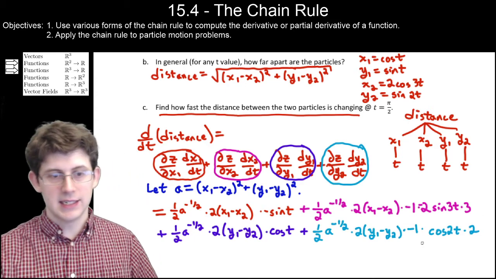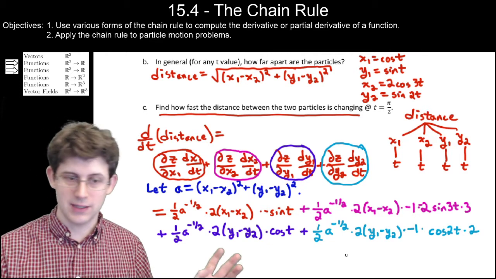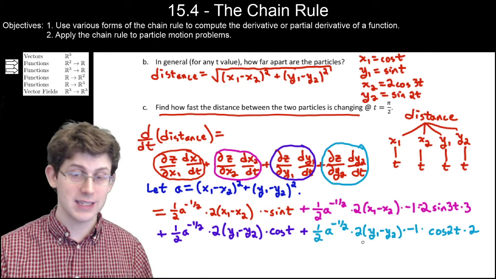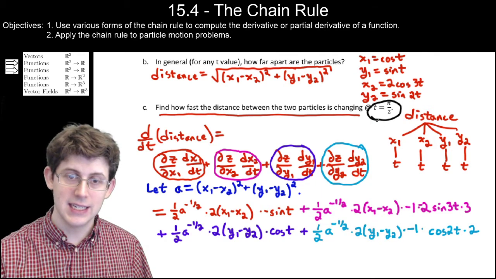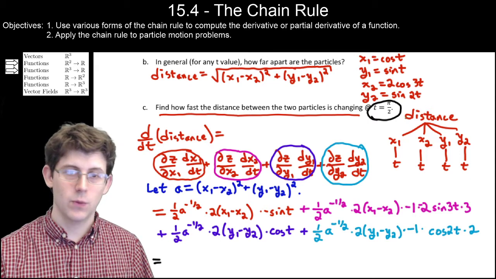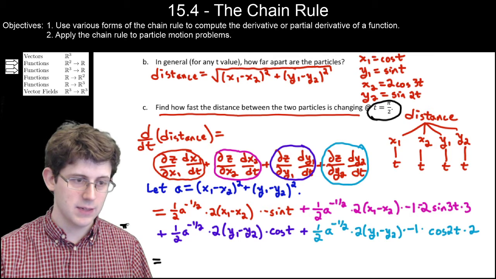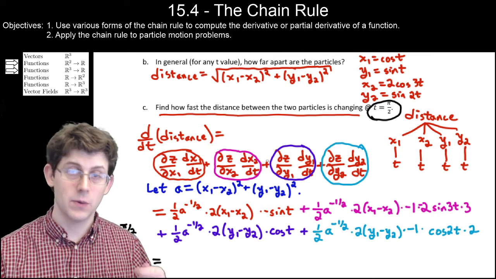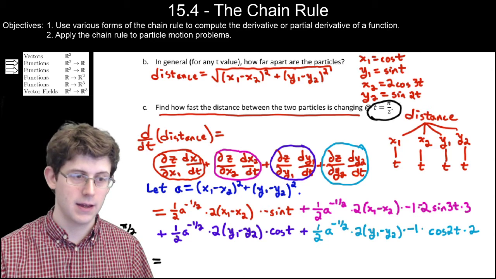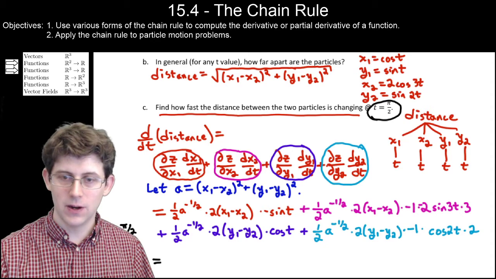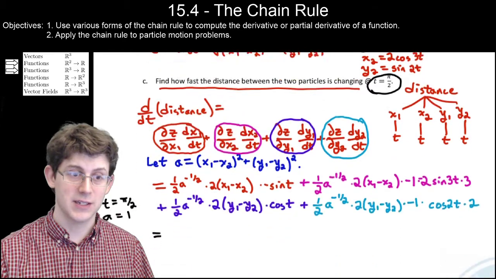Okay, this is a huge mess, and it has a billion variables in it. It has a, y1, y2, x1, x2, t, it has everything. So we could try to simplify it, but you should not do that if you can avoid it. Instead, this says to plug in t equals pi over 2. When t is pi over 2, what we did in part A was find that the distance is 1. So that means that a is 1. Also, we know all these values of x1, x2, y1, and y2. They're all 0 except y1 is 1.